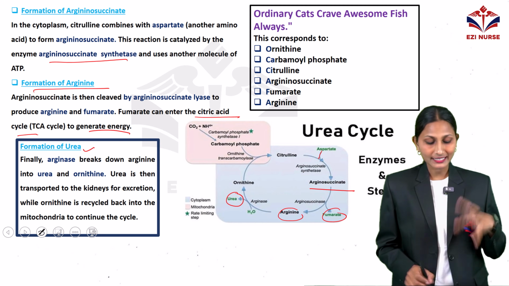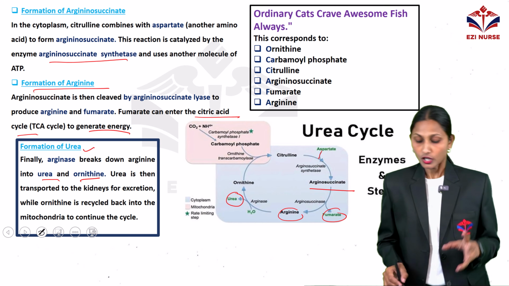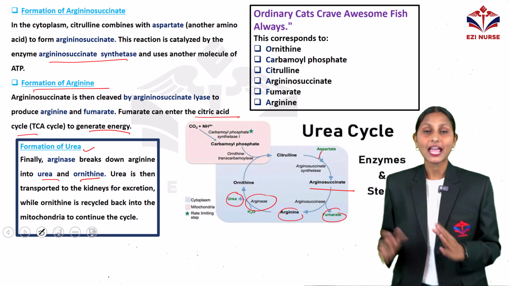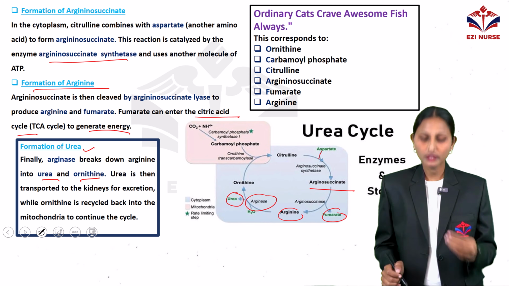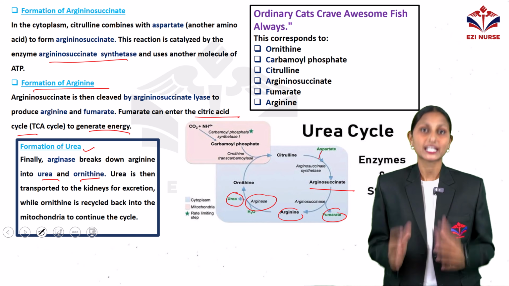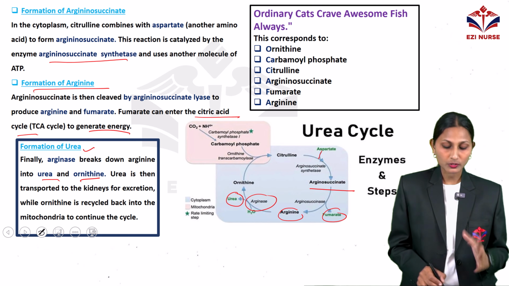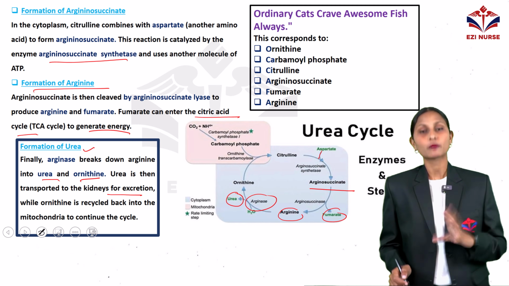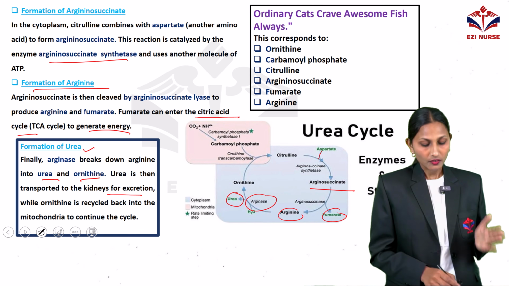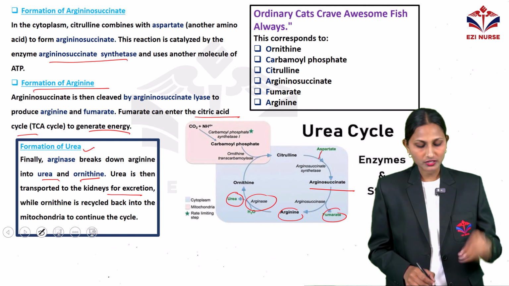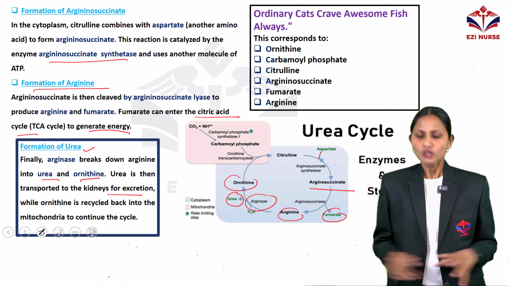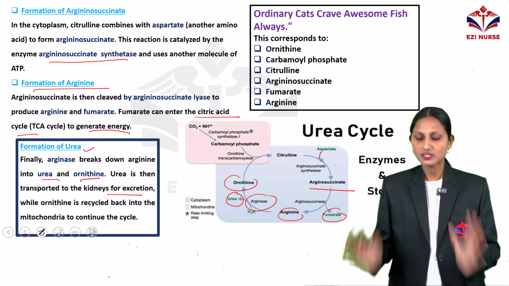Finally, arginase breaks down arginine into urea and ornithine. This arginase enzyme breaks down the arginine, and because of this breakdown we get urea, along with some amount of water, and ornithine is also formed. Urea is then transported to the kidney for excretion, while ornithine is recycled back into the mitochondria to continue the cycle. So ornithine is there only to continue this cycle. So these are the very simple and basic steps in the urea cycle.